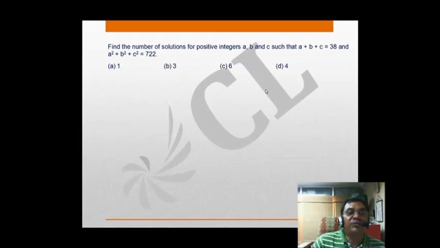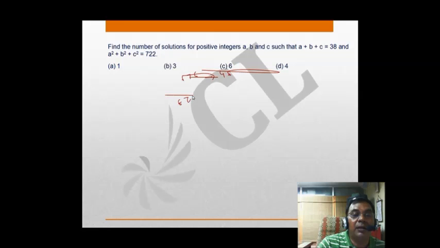Find the number of solutions for a plus b plus c is 38, a square plus b square plus c square is 722. Now this kind of question we always go by number crunching. So first, for c square we go for the biggest square under 722. The biggest square will be 26 square, that is 676. The remaining number left is 46.